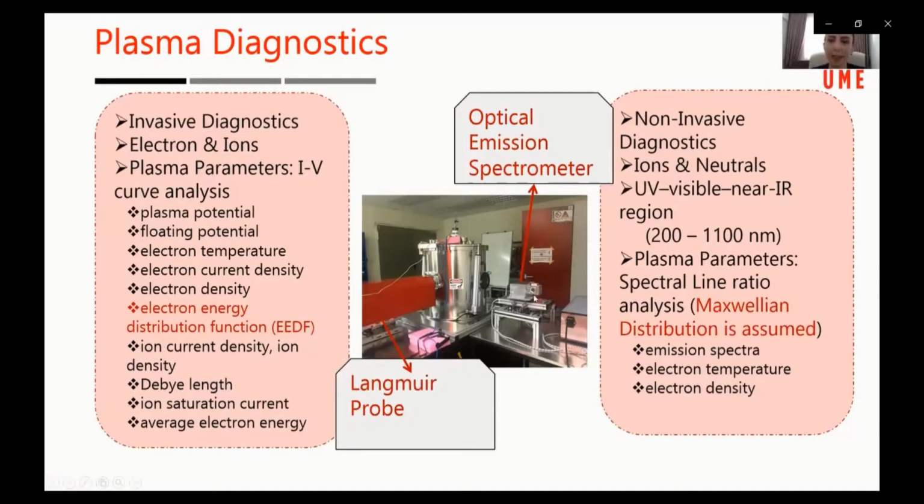The optical emission spectrometer, on the other hand, reads the emission through this window. It is not inserted into the vacuum chamber, so it is a non-invasive diagnostic. We use spectral line ratio analysis in finding plasma parameters. But you should note that in this analysis, a Maxwellian distribution is assumed. So there is an assumption in using the optical emission spectrometer. The common parameter between the two is the electron temperature, as you can see here and here. We will come to that also.